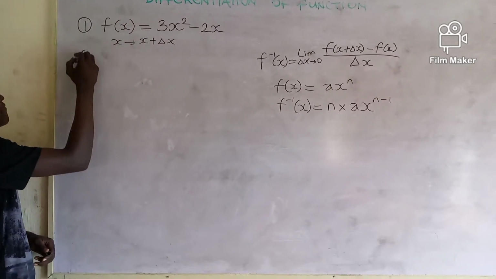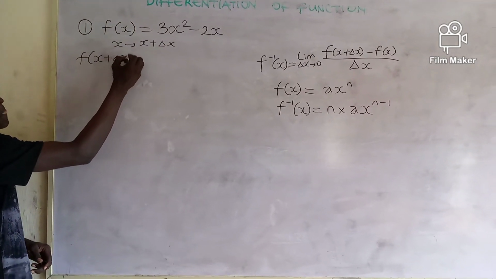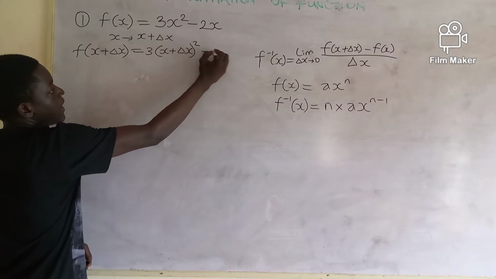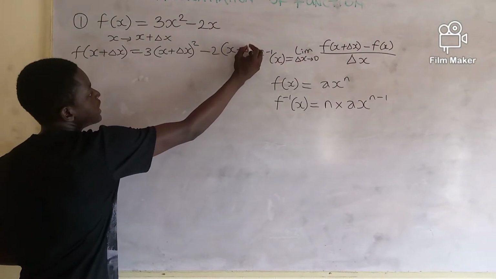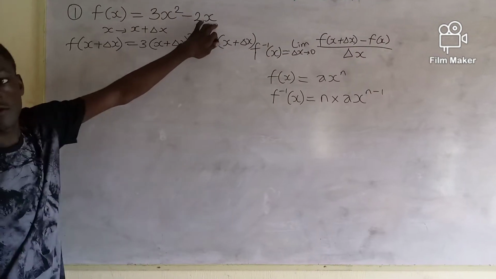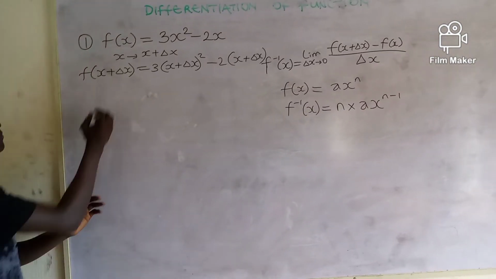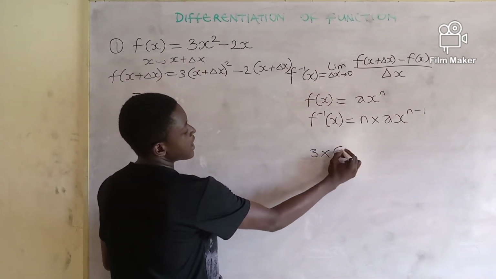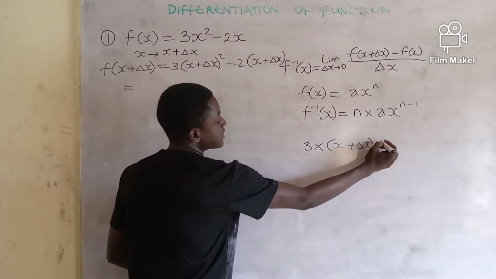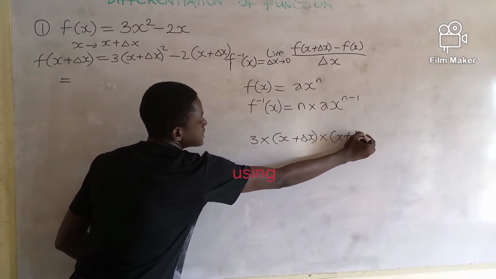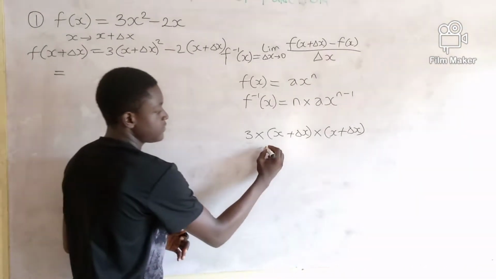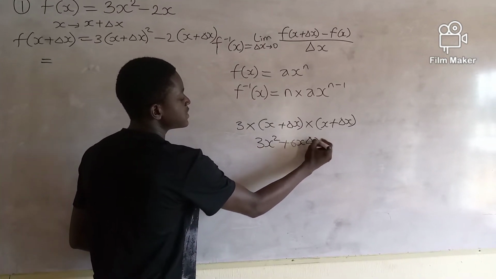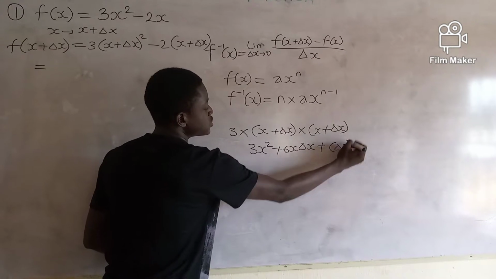This means f(x plus dx) is equal to 3(x plus dx) squared minus 2(x plus dx). We only substituted the value for x with x plus dx. From here, this will be equal to, expanding this, 3 times (x plus dx) times (x plus dx). Our answer here will be 3x squared plus 6x dx plus dx squared.